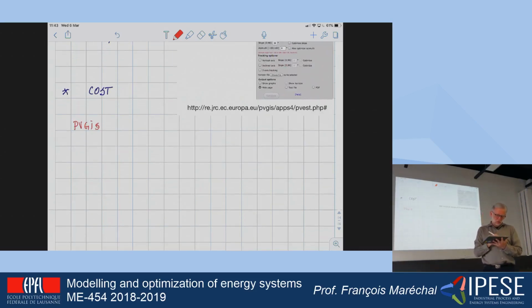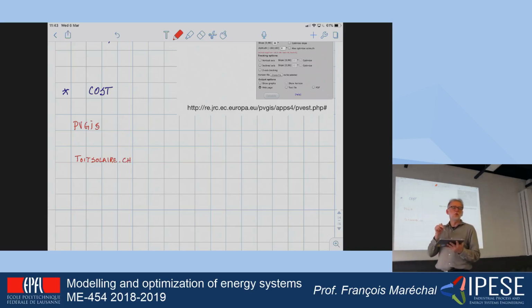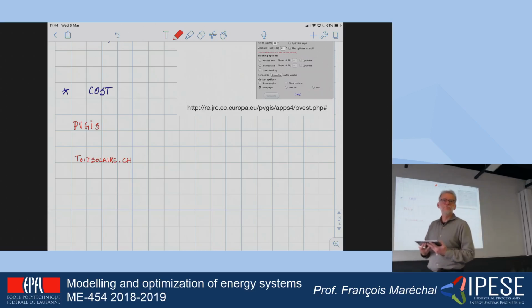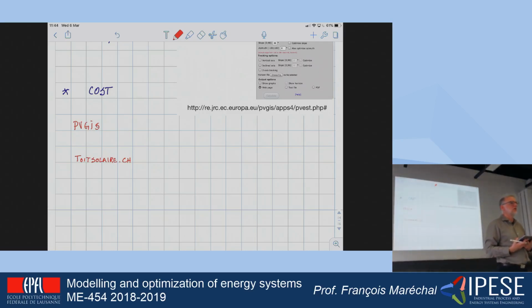And there is another one today. It's a new system. The name is toitsolaire.ch. If you look at toitsolaire.ch, you type the address of the building, and it will give you the amount of electricity that can be produced on the roofs. It takes into account even the shadings. And it is even going to give you an estimation of how much it will cost.